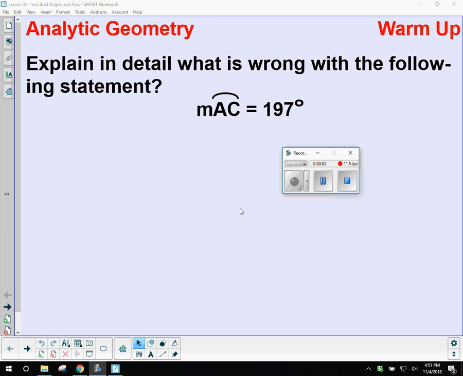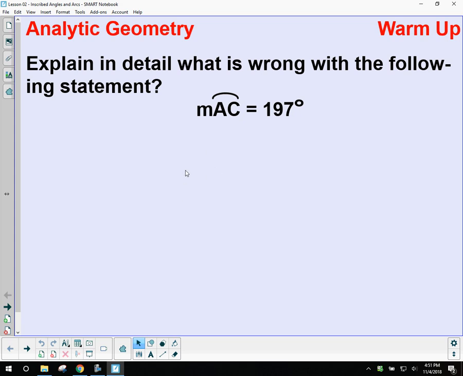Me again. This is going to be lesson 2, inscribed angles and arcs. Yep, there are going to be some formulas you're going to need to memorize. Alright, so take a second and do this warm-up.